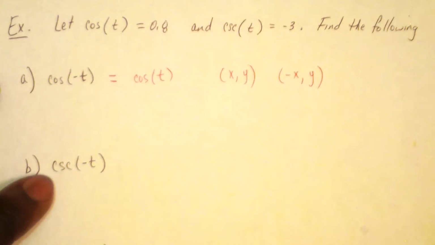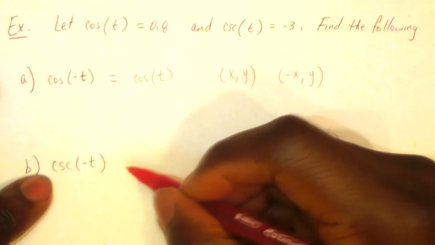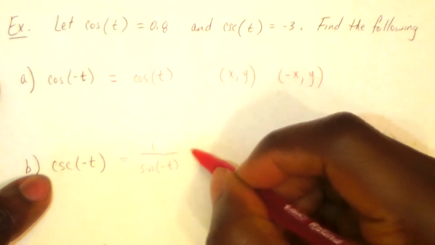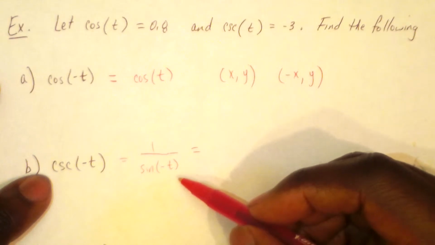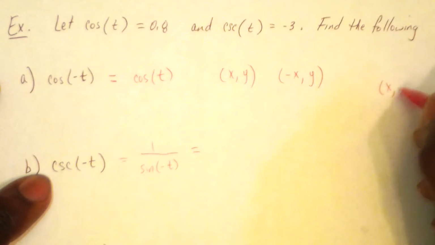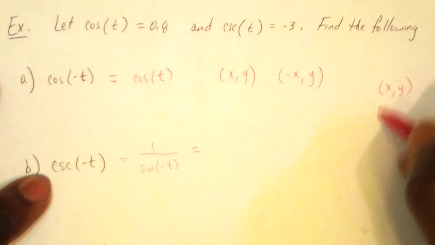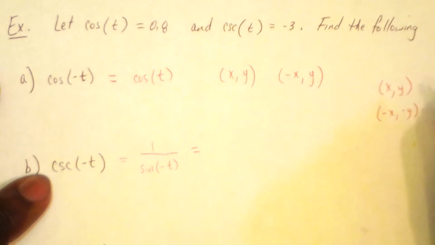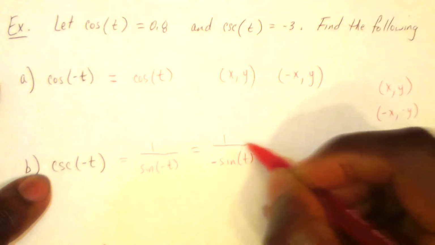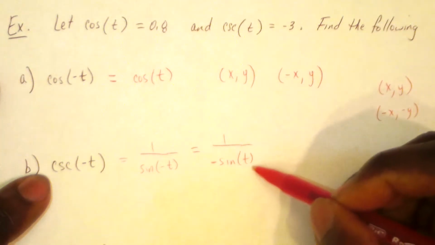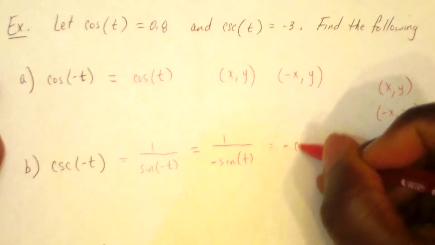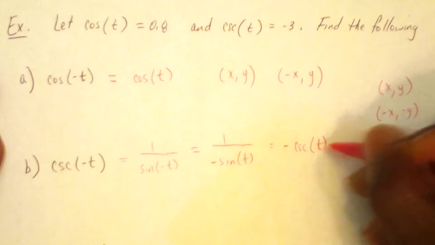Moving on to the second example, we know that cosecant is just the reciprocal of sine. And sine is one of those functions that is an odd function. So for every point (x, y), we would have another point (-x, -y). So this ends up being 1 divided by the negative of sine of a positive t, which gives us a negative cosecant of t.